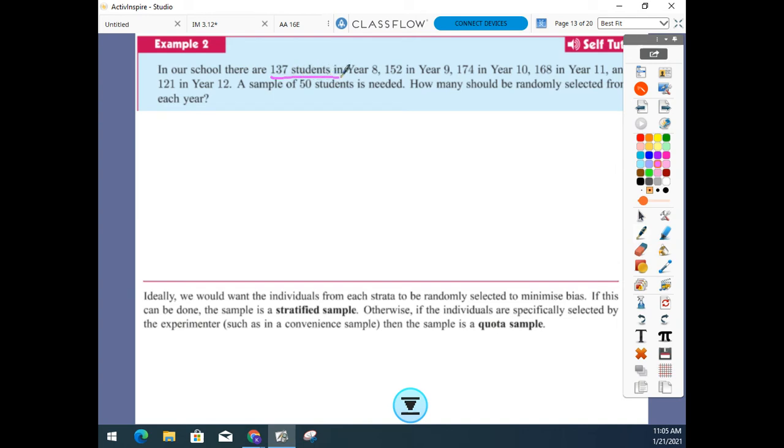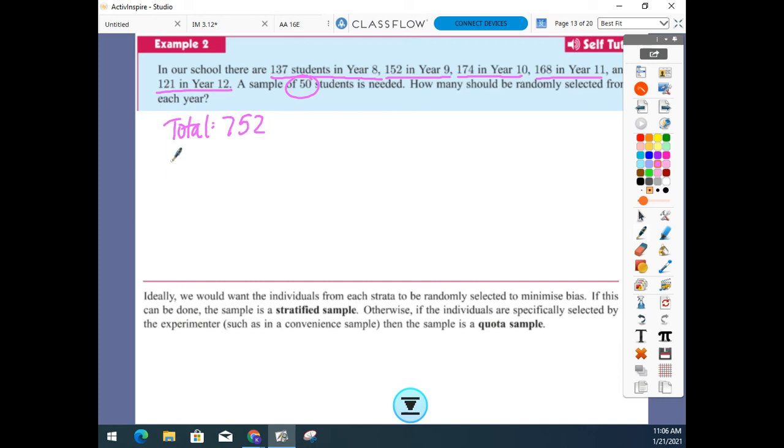All right, so for example, I'm going to move this down. There are 137 students in the school in year 8, 152 in year 9, 174 in year 10, 168 in year 11, and 121 in year 12. If we want a sample of 50 students, how many should we select? Well, each subgroup needs to be indicative of how many kids are in each subgroup. So the first thing we do is add up to find the total. And there are 752 students in the school.